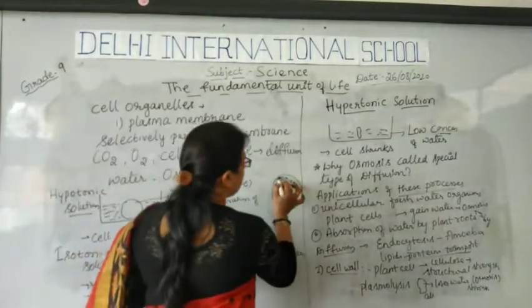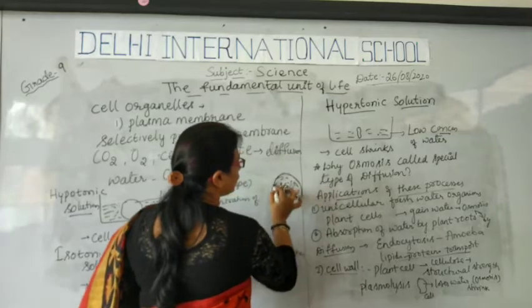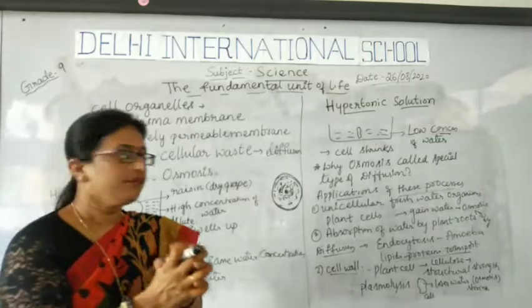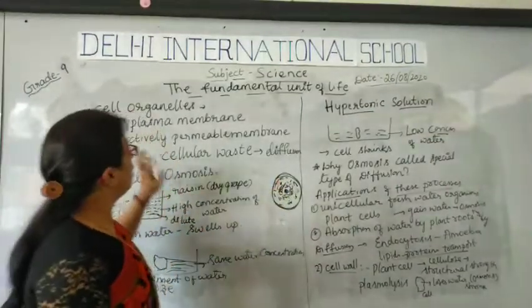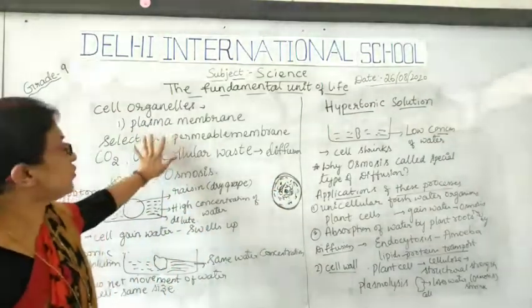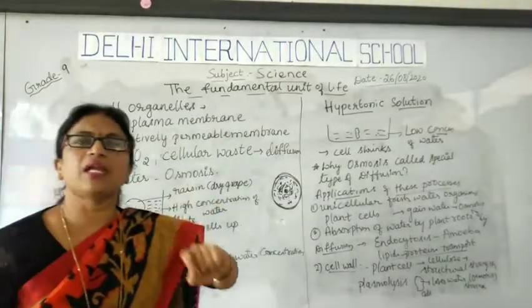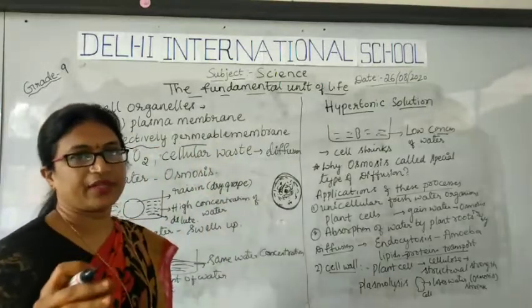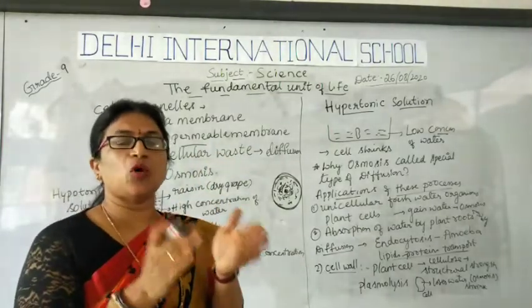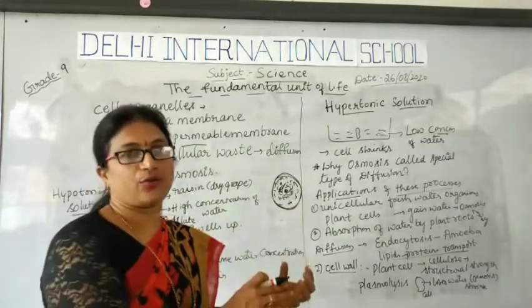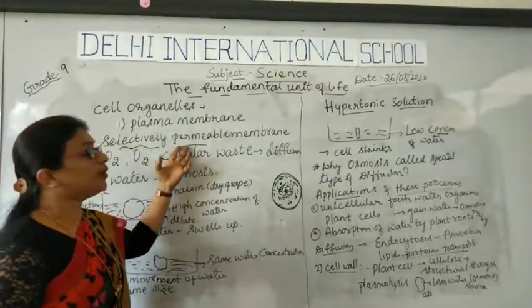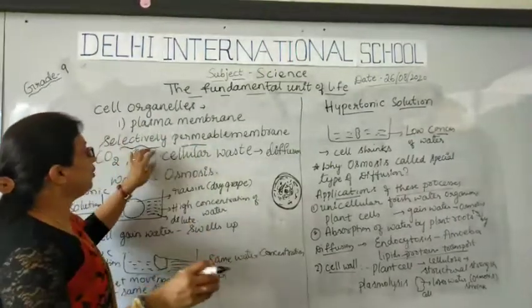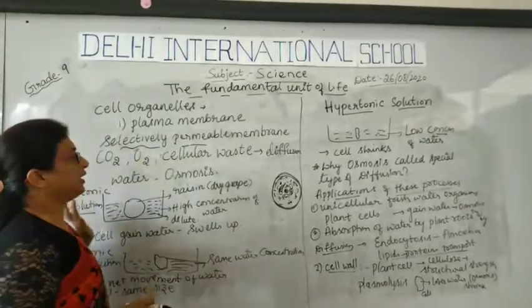First one we will see is the plasma membrane, which holds all the cell content perfectly. It is also called the selectively permeable membrane. Selectively permeable means it selects which molecules have to go in and which have to go out. It is selectively permeable to specific molecules to go in and out of the cell.